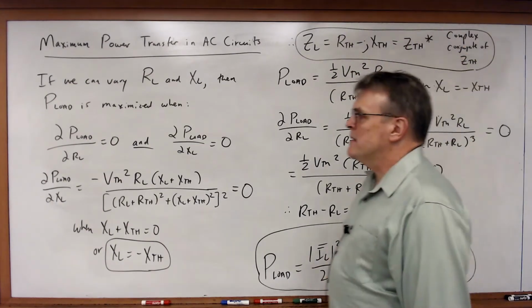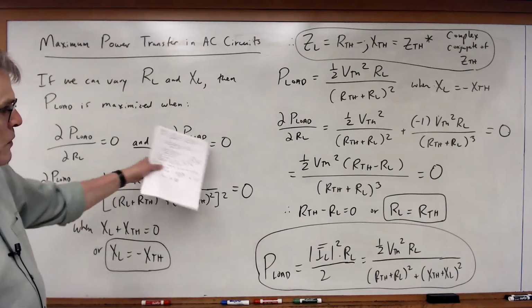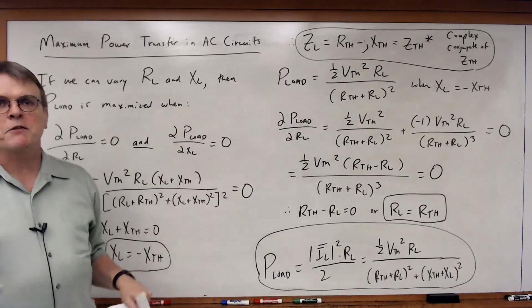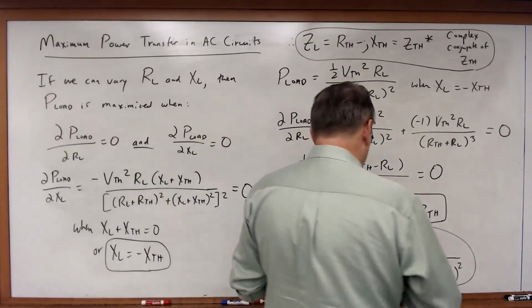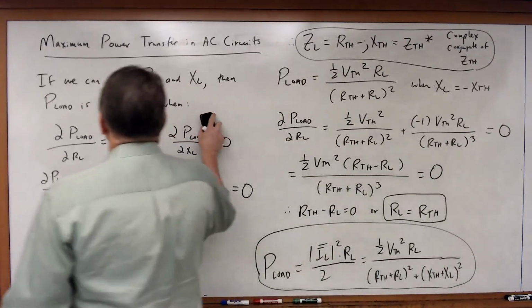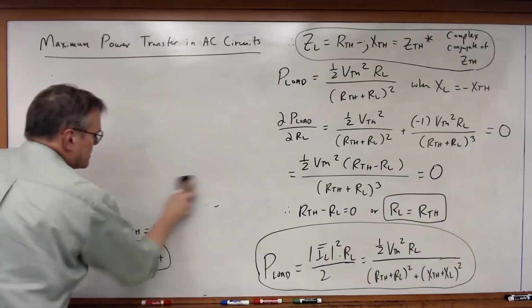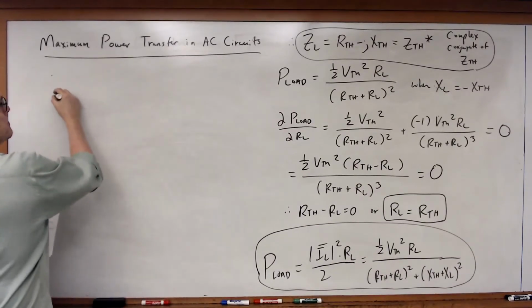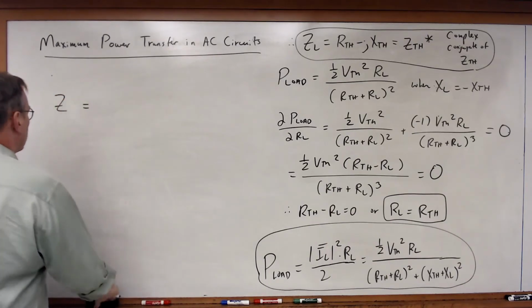And this is the condition for maximum power. According to taking these derivatives and setting them equal to 0, that will maximize the power dissipation in RL. All right? So what this says is this, and this is kind of the way to look at it intuitively. ZL is equal to ZTH complex conjugate for P load max.